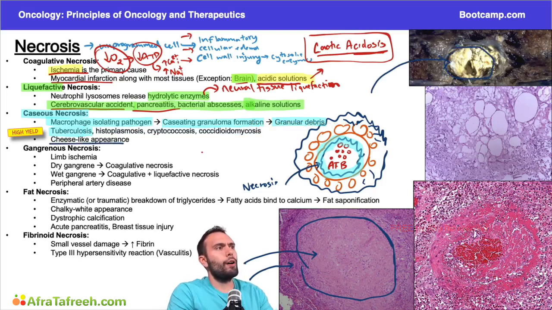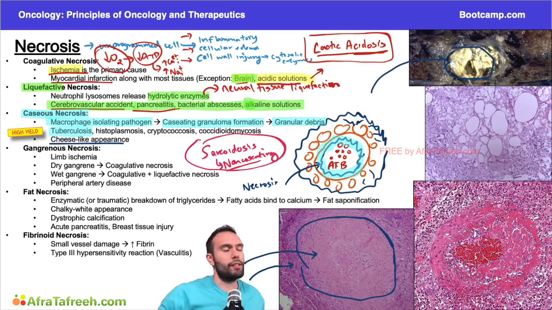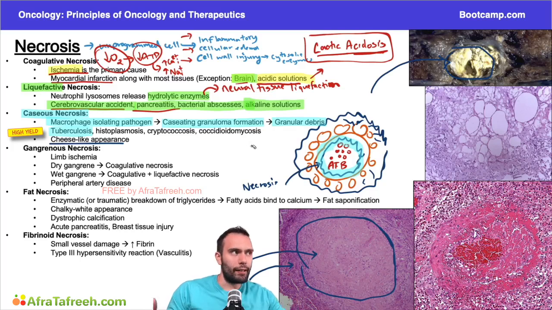Now you might be saying, what about sarcoidosis? With sarcoidosis, we always say that this is a non-caseating granuloma. What does that mean? Well, the caseating is referring to the necrosis. So in sarcoidosis, we don't see this acellular pink area of necrosis in the granuloma. So that's a distinguishing feature of a caseating granuloma from a non-caseating granuloma. Sarcoidosis would not be an example of caseous necrosis because you form a non-caseating granuloma.